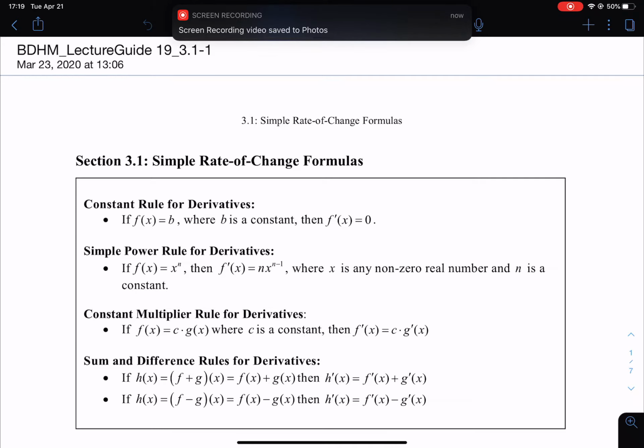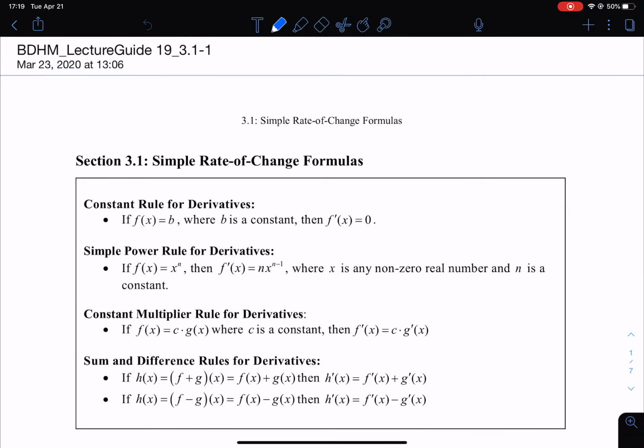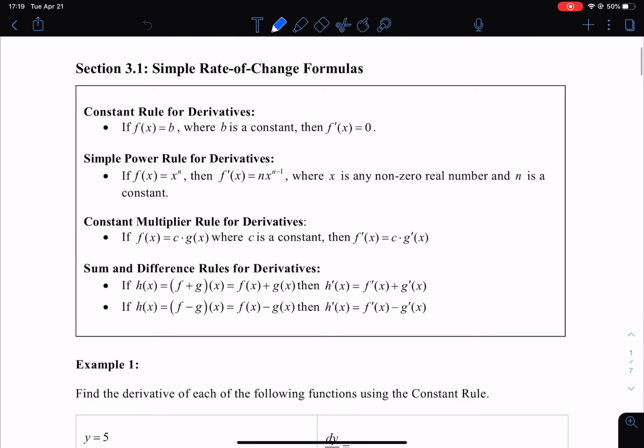Hello everyone. In this video we're gonna finish the chapter 3 review section. First one, section 3.1, simple rate of change formulas. In this section we are given a couple of formulas for the derivative.